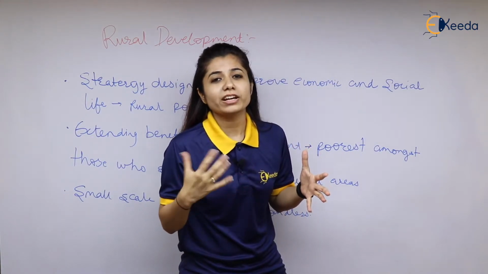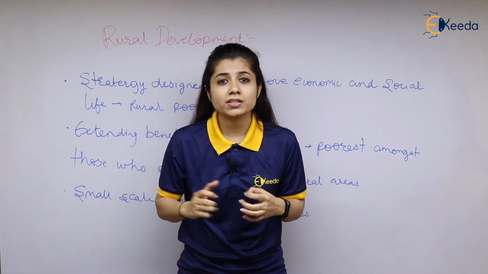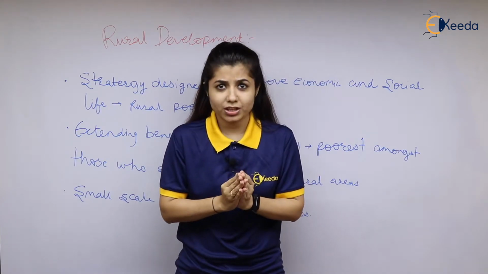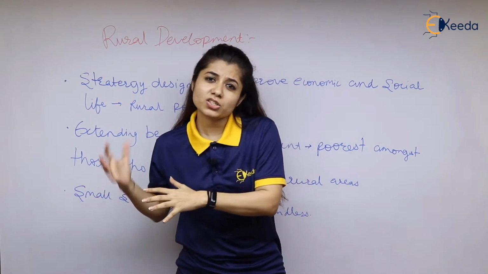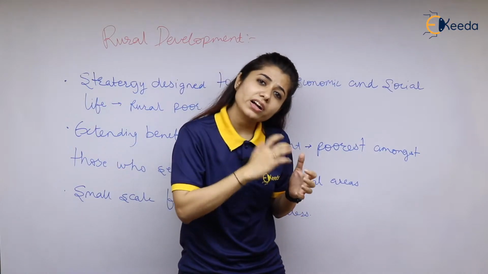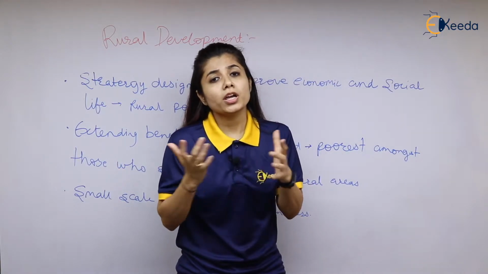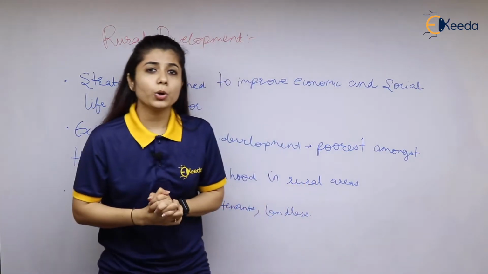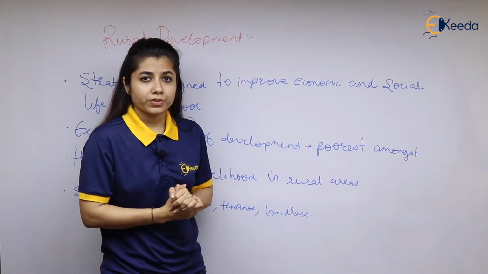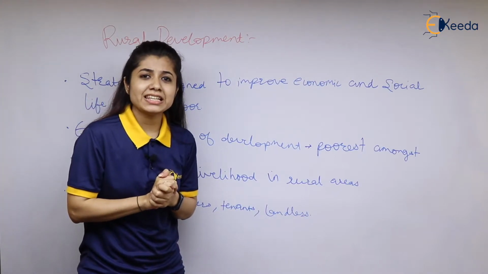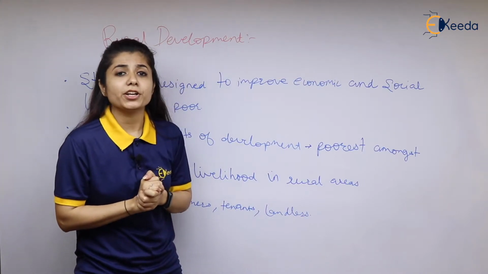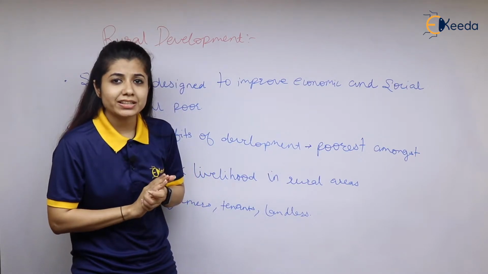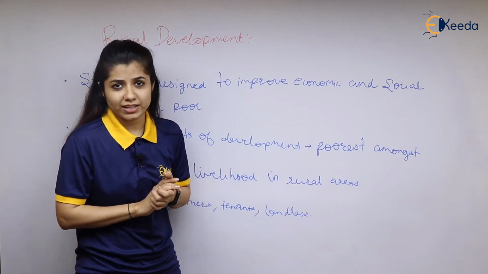By development of agriculture, I mean high quality seeds, better fertilizers, and better mechanization in the agricultural industry. But do rural areas just consider agricultural activities only? No. In rural development, we also include other factors, like in the table shown here. In the table, we can clearly see that rural development is not only considering agriculture, but also the village industries that are there.